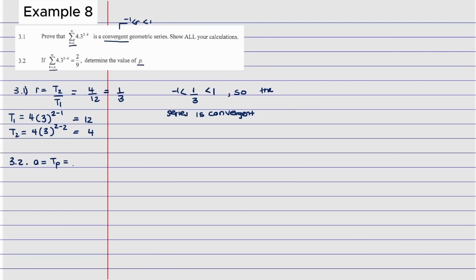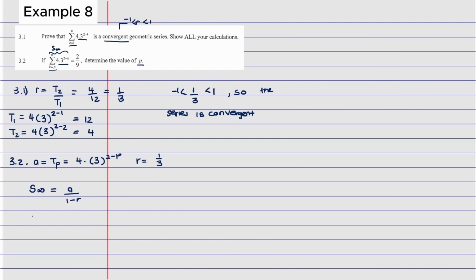So it's going to be 4 multiplied by 3 to the power 2 minus P. Then this is going to be our A. Since it's the same formula, our R is going to remain the same. So our R here is going to be 1 over 3. Here we're going to use the sum to infinity, because this represents the sum to infinity. We know that the sum to infinity is equal to A divided by 1 minus R. So let's substitute A and R.